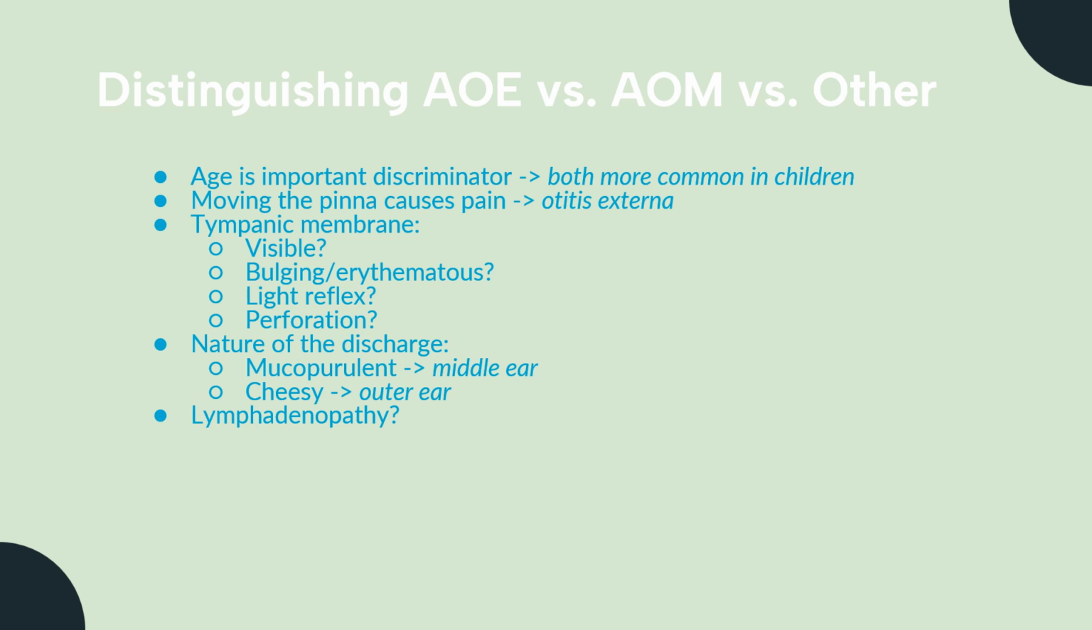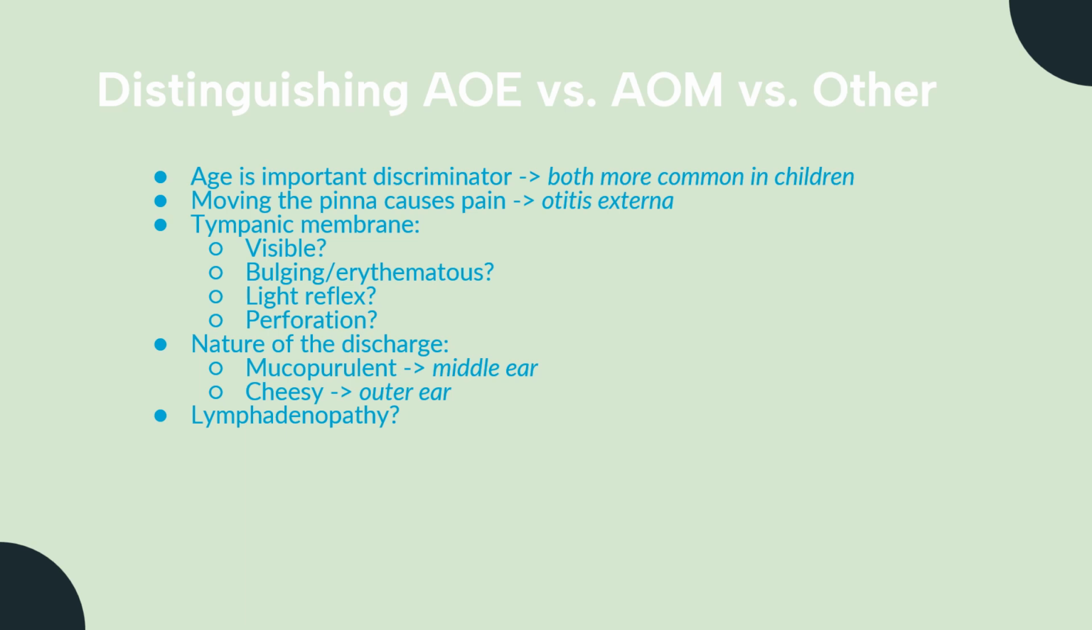Regarding distinguishing acute otitis media, acute otitis externa, and other different pathologies, there are a few things that I like to think about. So I like to think about the age. Otitis media and otitis externa are both much more common in children. If it's an adult, you might still consider them, but other pathologies start to become a bit more likely. If the pinna causes pain, like that tragus rub causes pain, then otitis externa is very, very likely. But you also need to exclude other secondary pathologies as well.